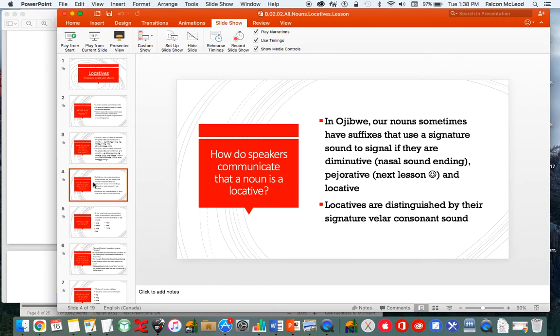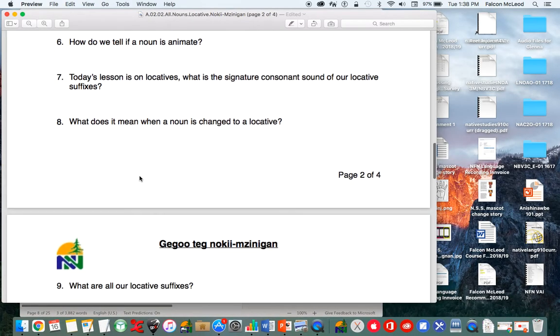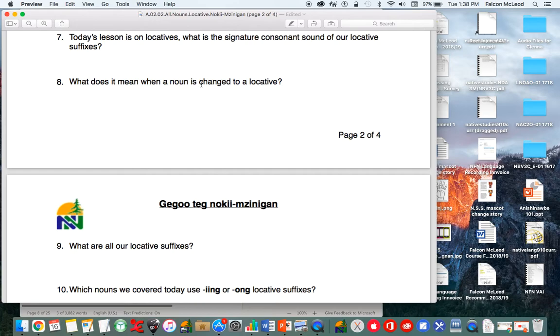So this slide right here answers what the signature sound is. All right. What does it mean when a noun is changed to a locative? That's the subject of our lesson today. So it changes from a noun to blank, blank, blank, blank, blank. All right.